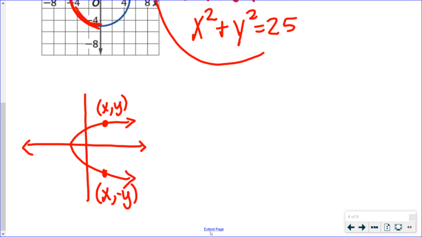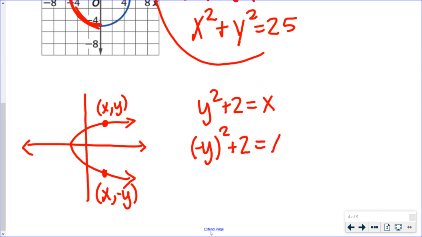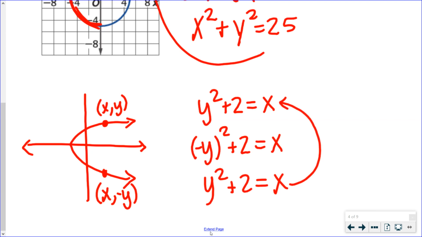So if I'm given an expression for this, say y squared plus 2 is equal to x, and I want to test whether this is truly symmetrical about the y-axis or about the x-axis, I'm going to plug in negative y for y, and I should get the right answer. So (negative y) squared plus 2 is equal to x. Negative y squared will be y squared plus 2 equals x. So that does give me the same answer. So we are symmetrical about the x-axis for this one. So those are your three tests. Symmetrical about the x, symmetrical about the y, or symmetrical about the origin.